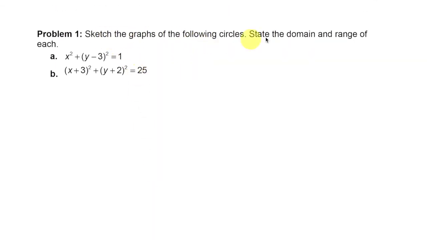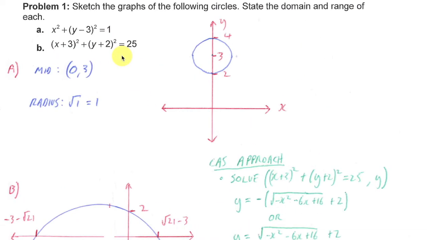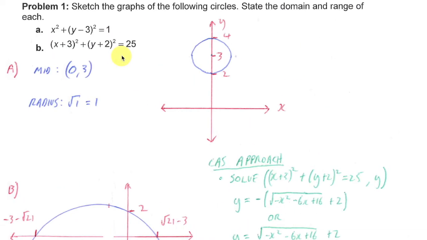First problem, sketch the graphs of the following circles, state the domain and range of each. So we've got x squared plus y take 3 squared equals 1. To begin with, a midpoint. So I'll make y take 3 equal to 0 and solve for y to get y equaling 3. So it's at 0, 3 that will be centered. R is going to be the square root of 1, which is just 1.